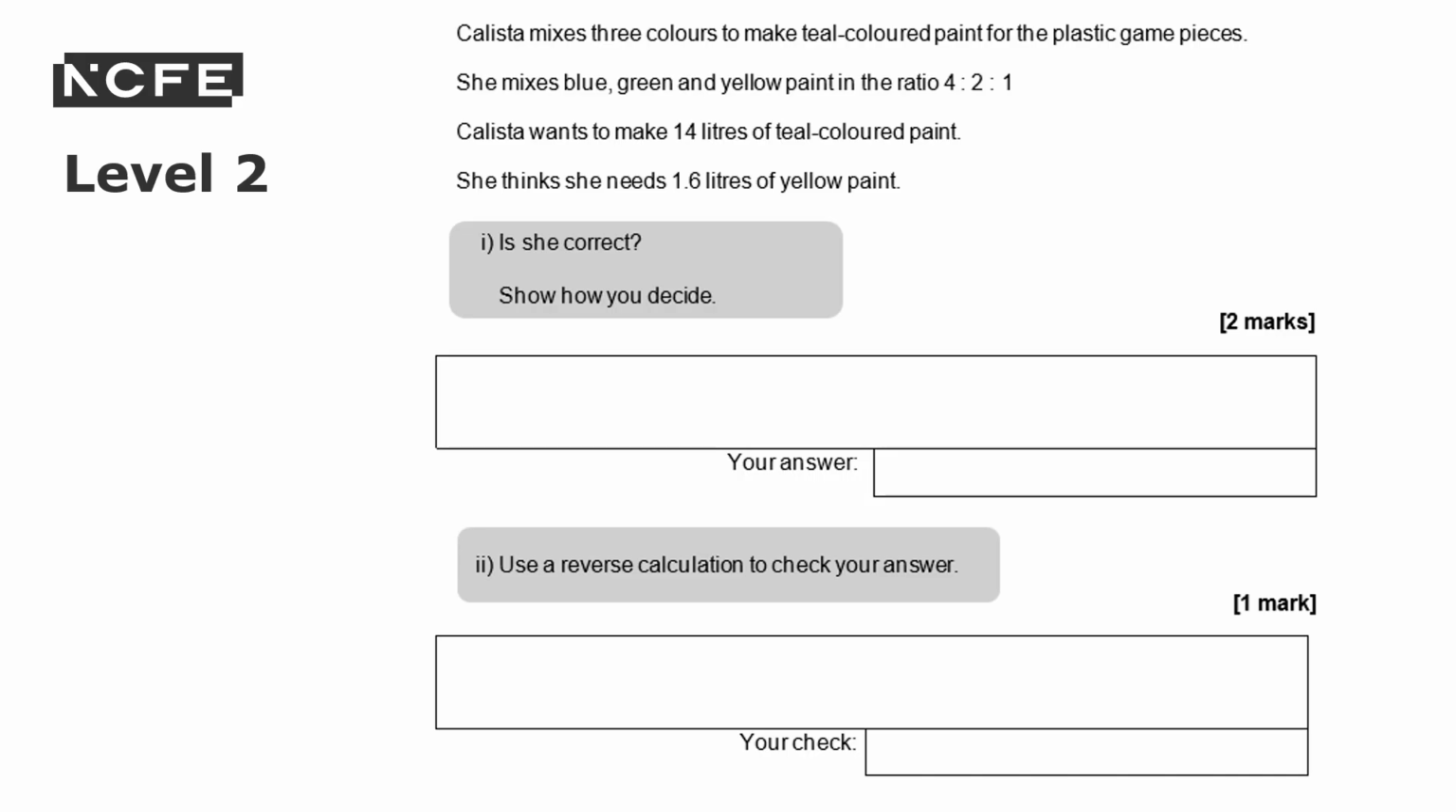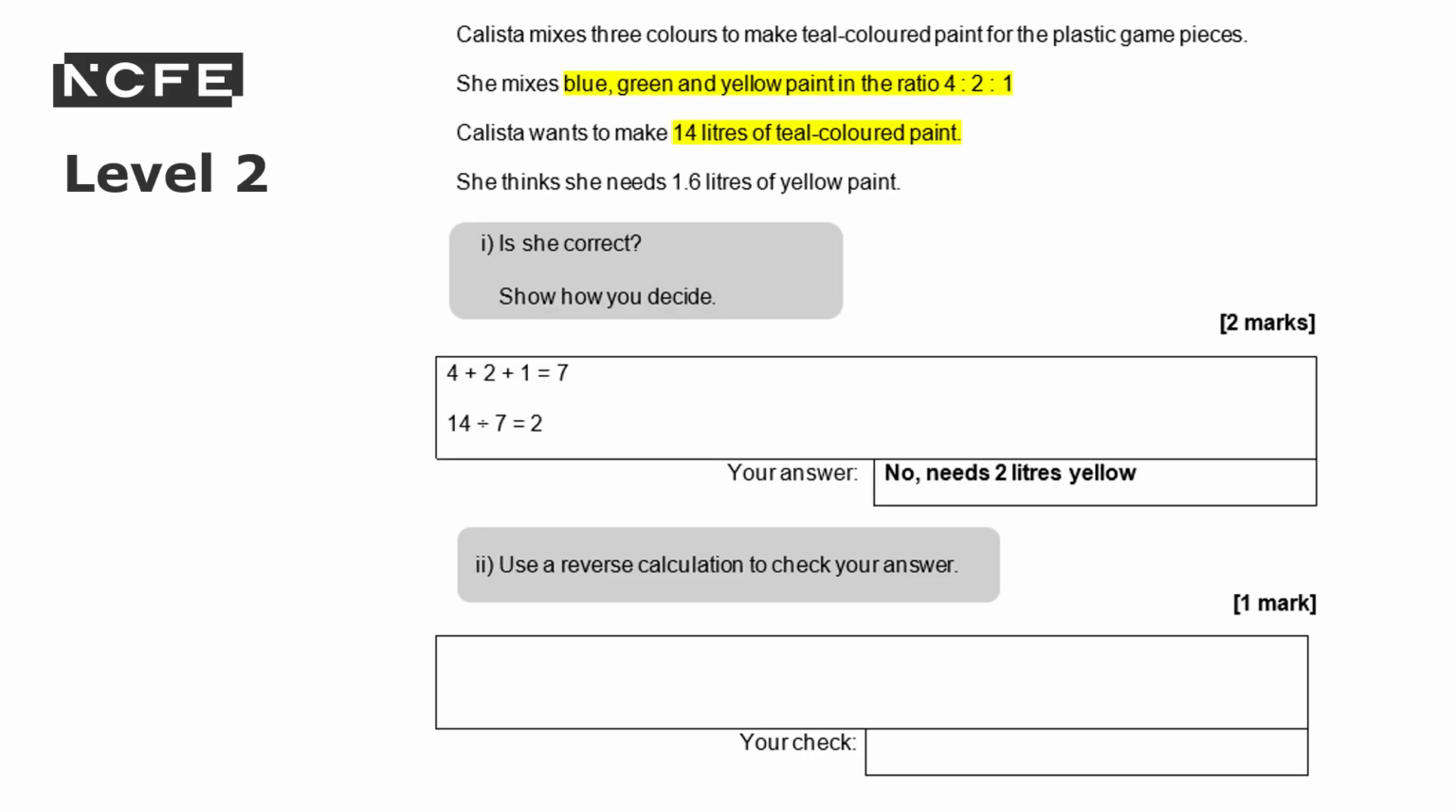She thinks she needs 1.6 litres of yellow paint. Is she correct? Show how you decide. 2 marks available. So let's see. Our learner has highlighted the important information. So we see what the ratio is. We know that Callista wants to make 14 litres.